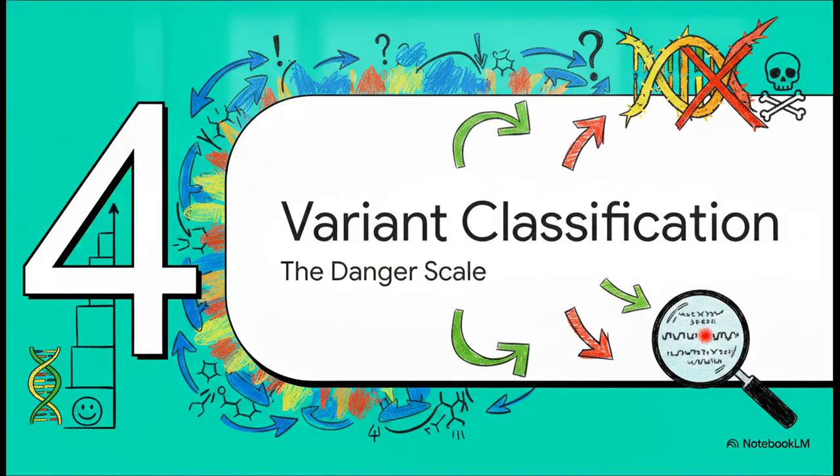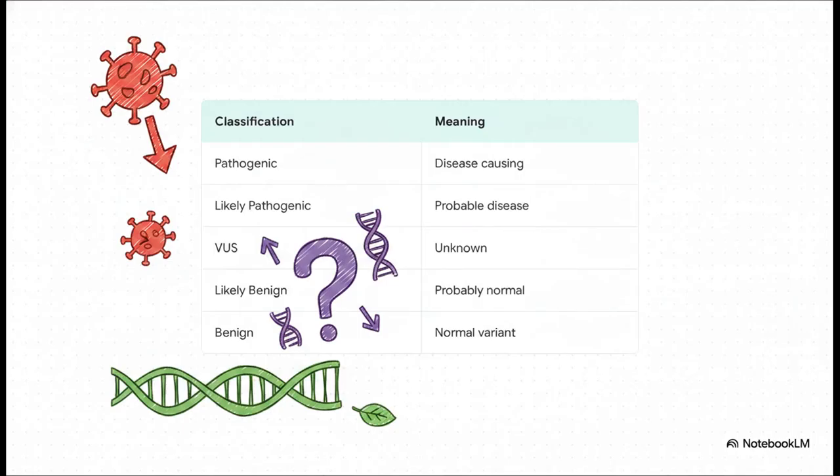Section 4. Classifying variant significance, the danger scale. We need to figure out if the genetic error we just found is actually what's making the patient sick. To do this, clinical labs universally rely on this 5-tier classification system from the ACMG. At the very top, we have pathogenic, meaning we have strong scientific evidence this definitely causes disease. Then there's likely pathogenic, which means we are over 90% confident it causes disease.